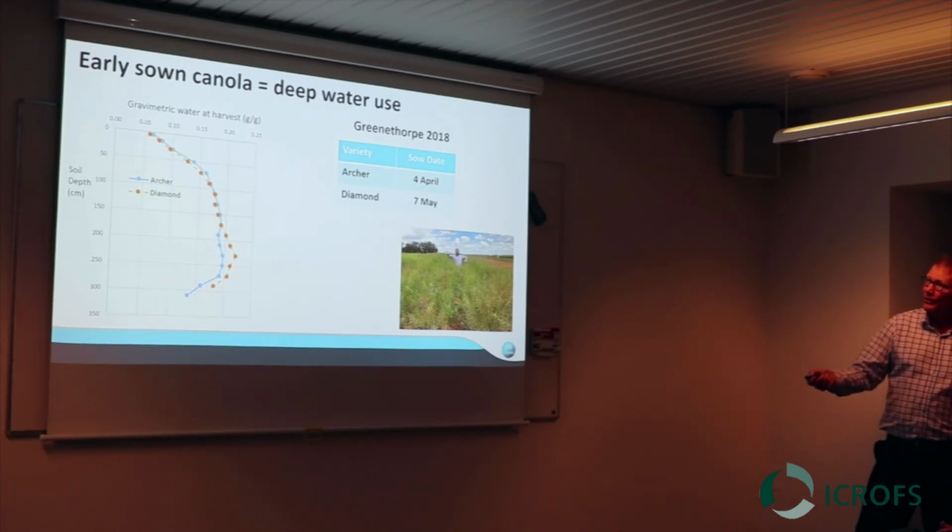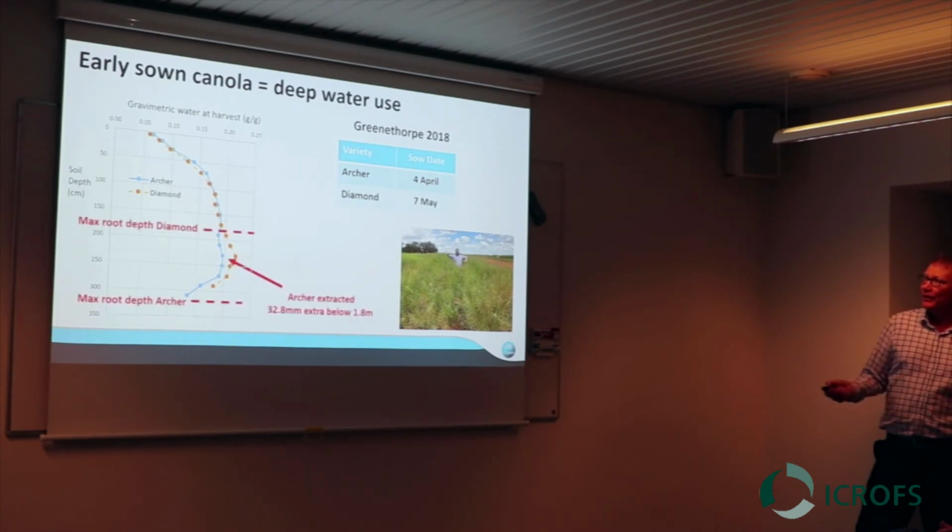And at harvest, when I measured the soil moisture left in the profile, down to 3.5 metres, you can basically see the early sown variety in blue here has dried the soil below 2 metres much more effectively than the later sown variety. We measured the rooting depth, and indeed the later sown variety only got to 2 metres. This one was deeper much more deeply, and there was an extra 32 millimetres of water taken out down here, which gave us over a tonne benefit in yield.